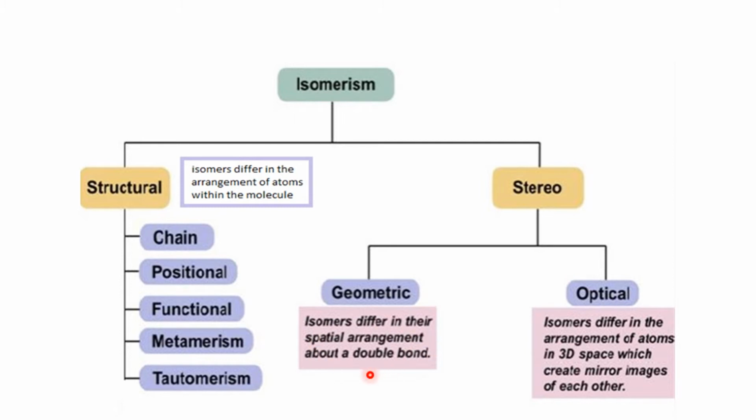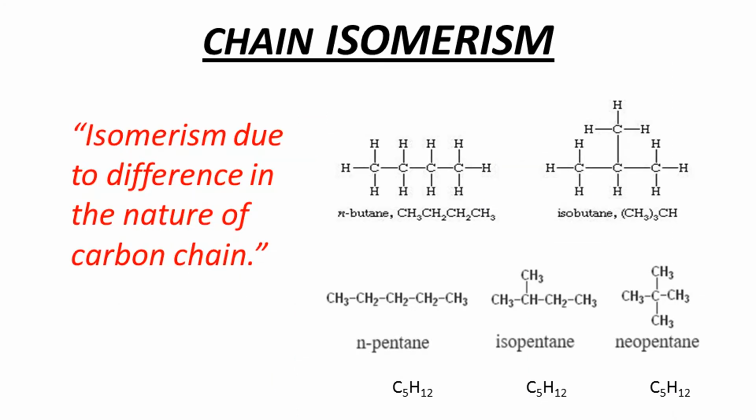Similarly, what is stereoisomerism? It has two types: geometrical isomerism and optical isomerism. In geometrical isomerism, we will see that isomers differ in their spatial arrangement, and isomers differ in the arrangement of atoms in 3D space, which create mirror images of each other. Now let us discuss structural isomerism.